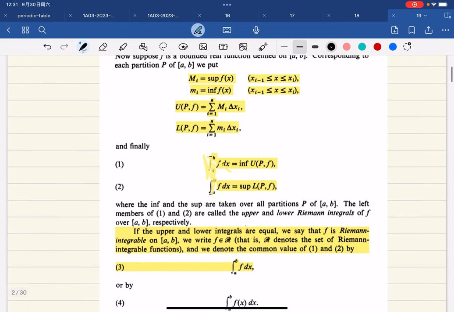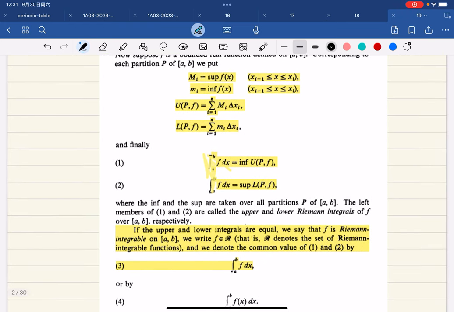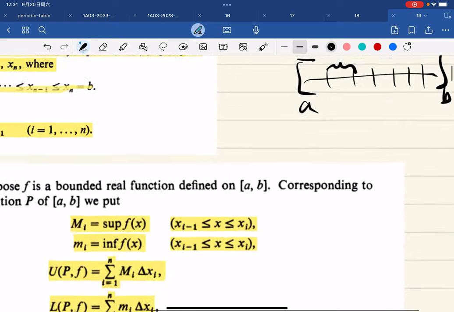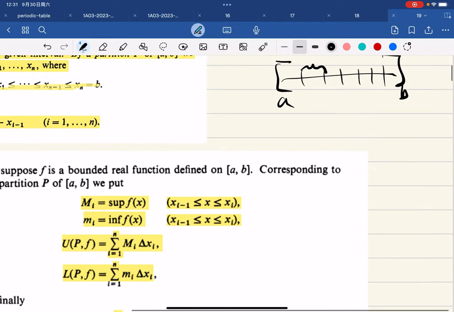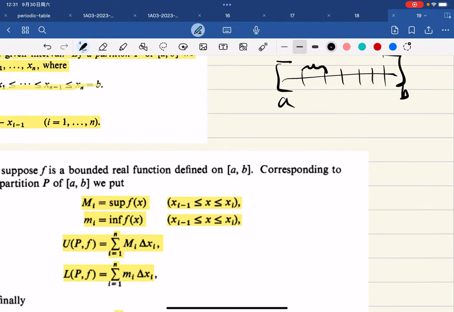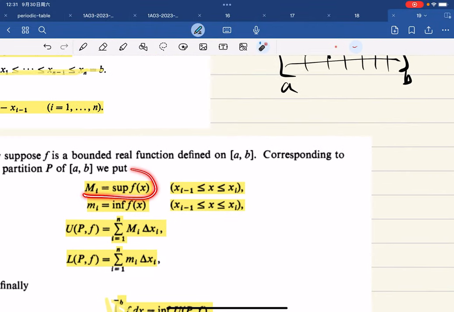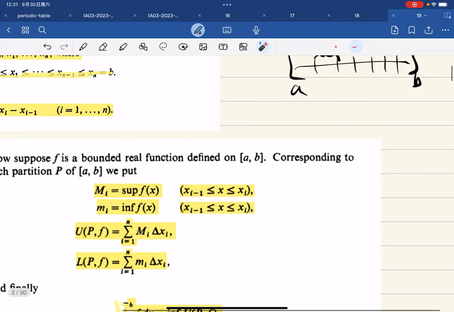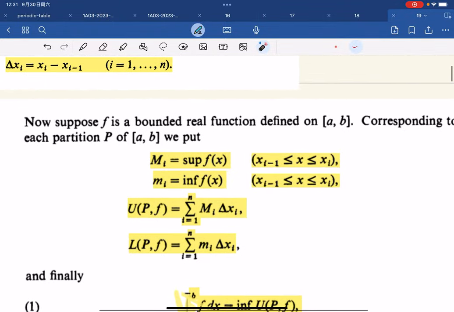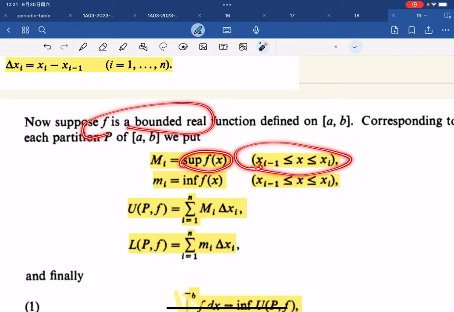For each section we divided, for x between them, we let capital M_i be the supremum of the output. This is well defined since f is a bounded function. So on this interval, f is also bounded, so its supremum and infimum both exist.